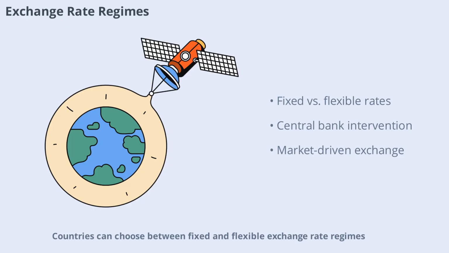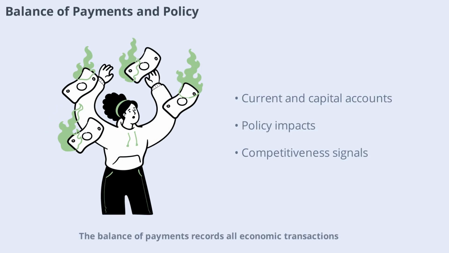Countries can choose between fixed and flexible exchange rate regimes. In a fixed regime, the central bank intervenes to maintain the currency's value, while in a flexible regime, the exchange rate is determined by market forces. Each system has advantages and trade-offs, influencing how economies respond to shocks and policy changes. The balance of payments records all economic transactions between a country and the rest of the world.